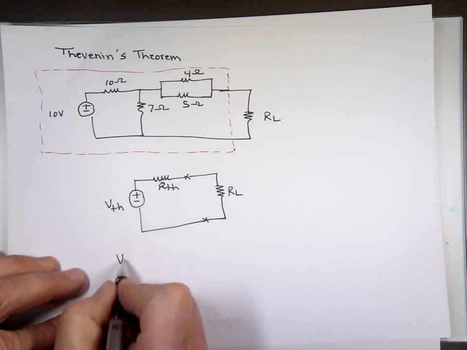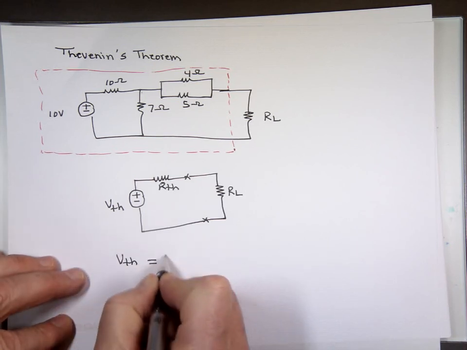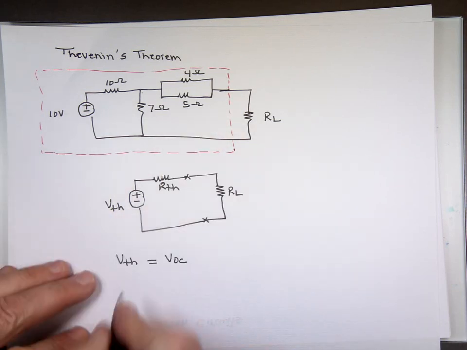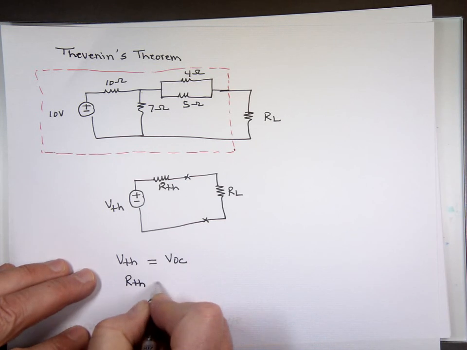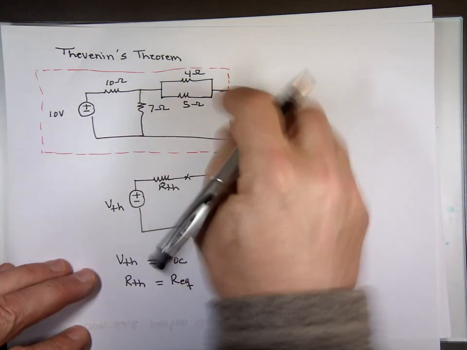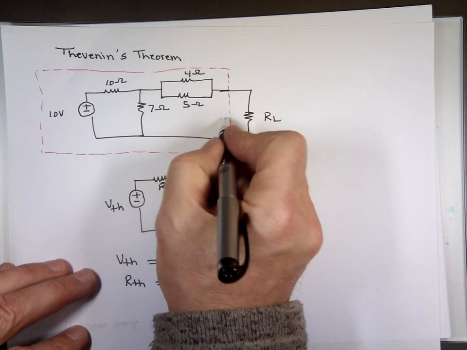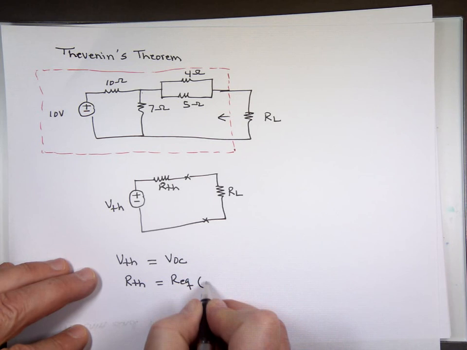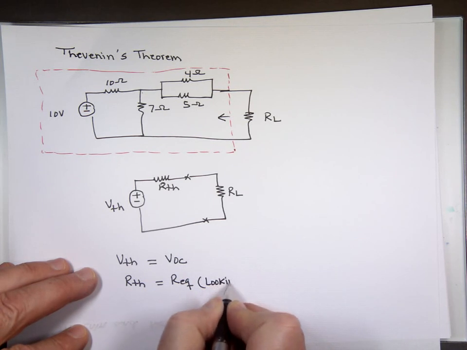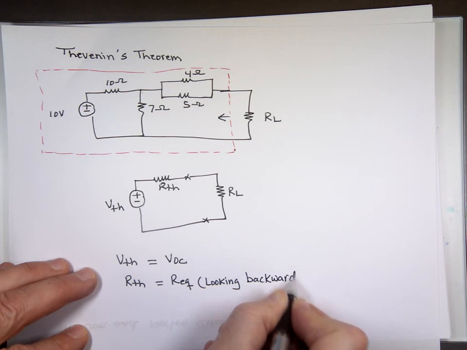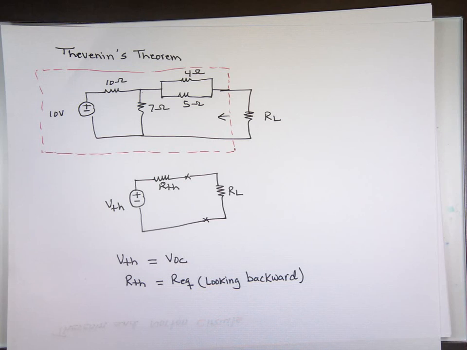Well, V Thevenin can be found by finding the V open circuit. We'll use that example in a few minutes. And R Thevenin is equal to the R equivalent if you are looking backward from this end, if you cut it right there and look backward in that direction. What is R equivalent? So I'll say looking backward.